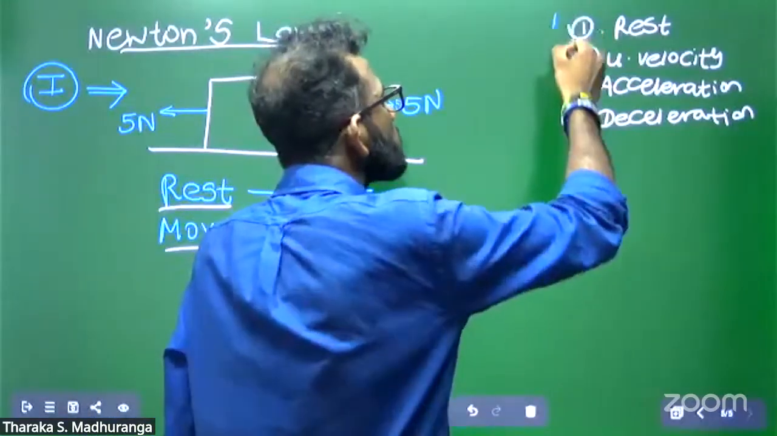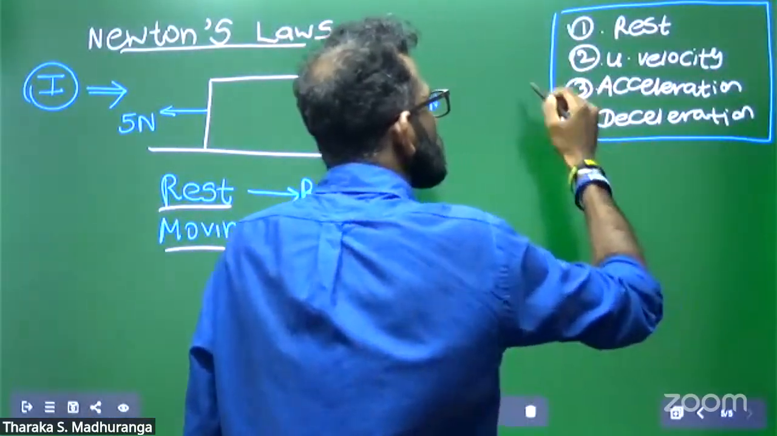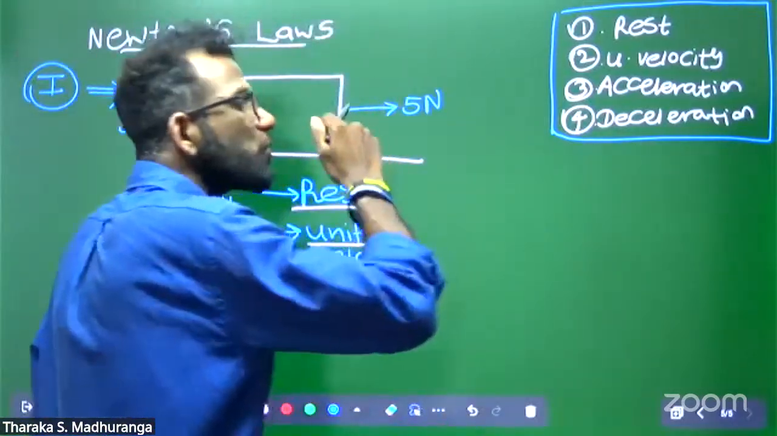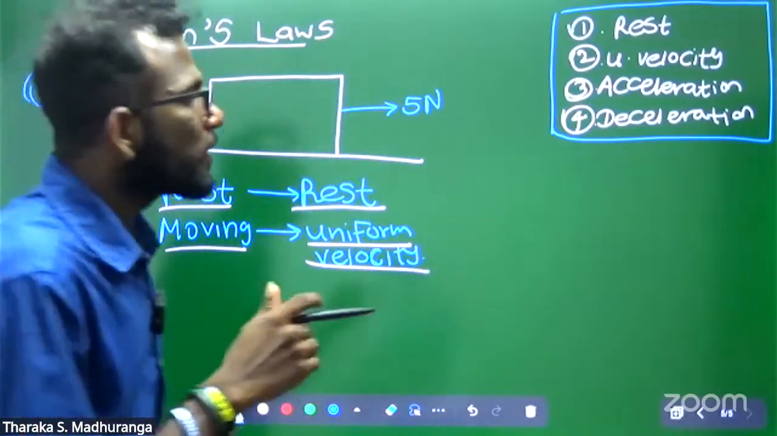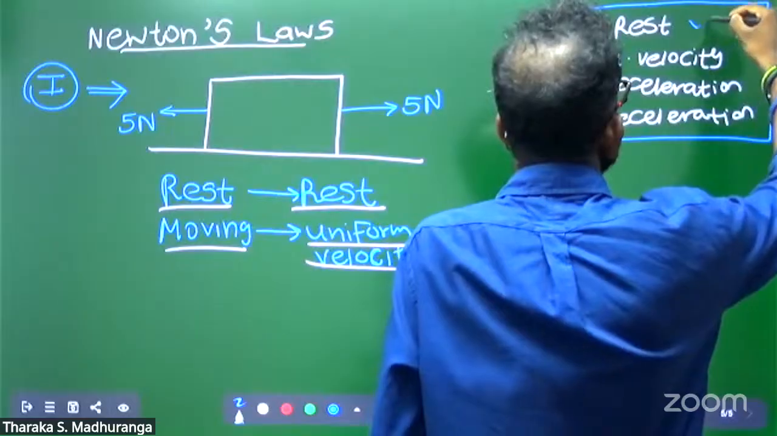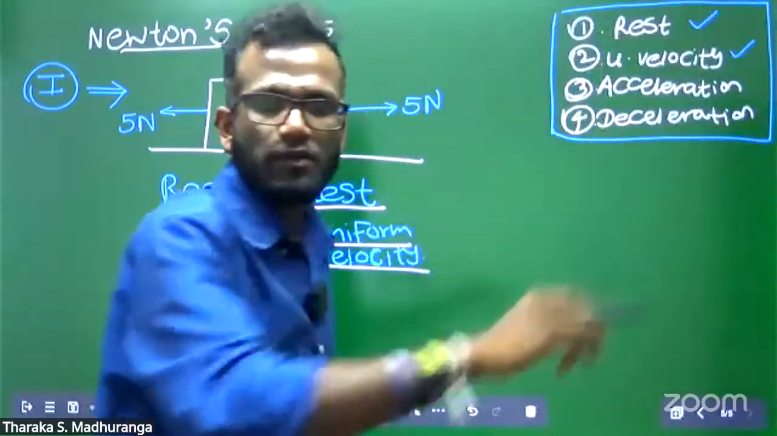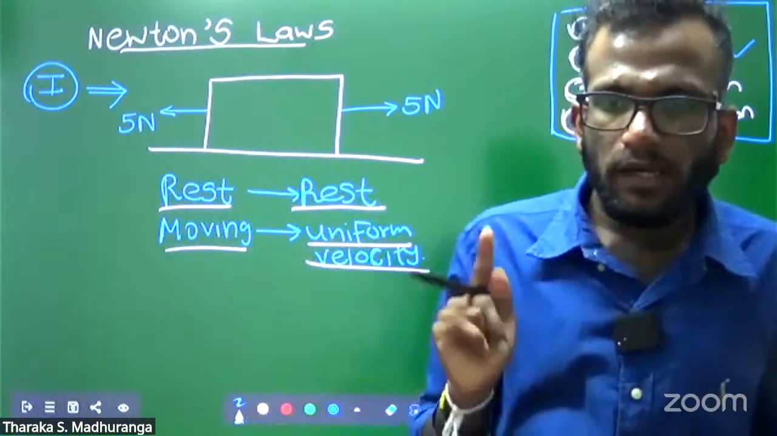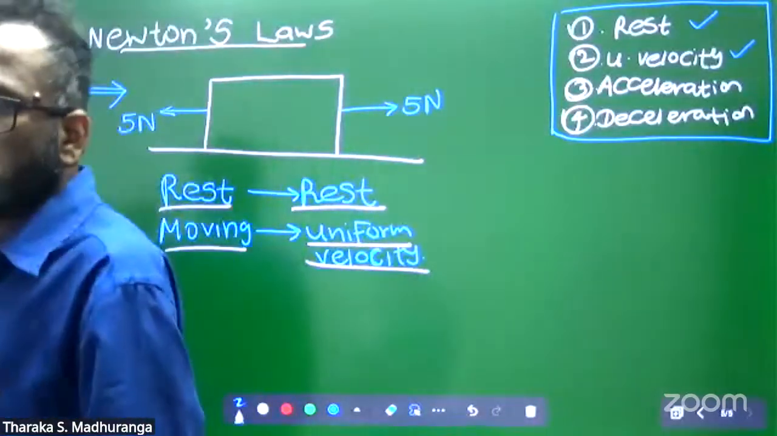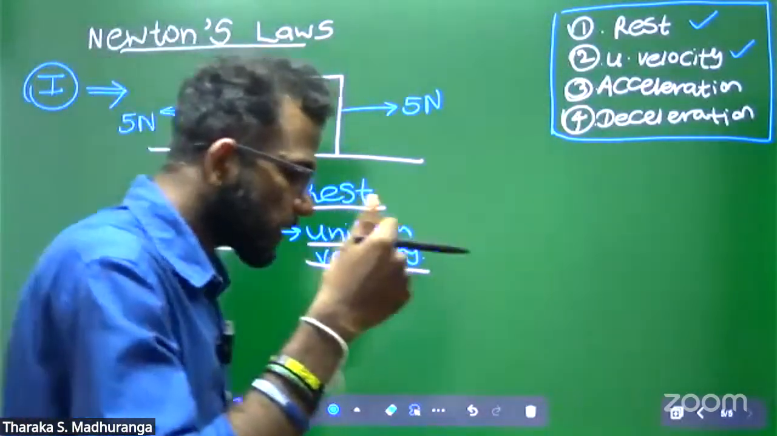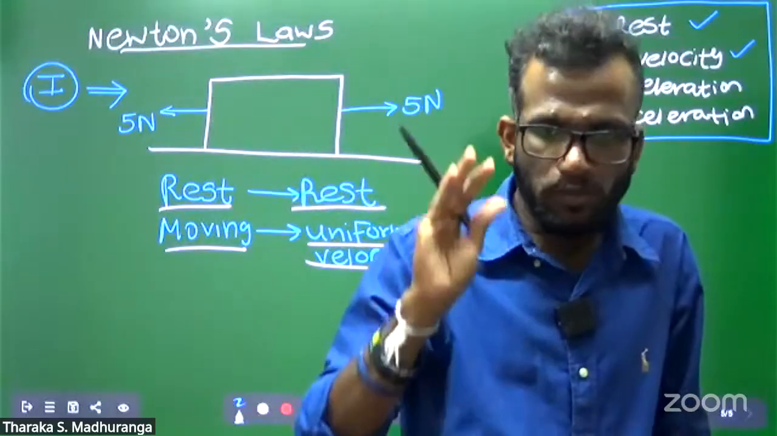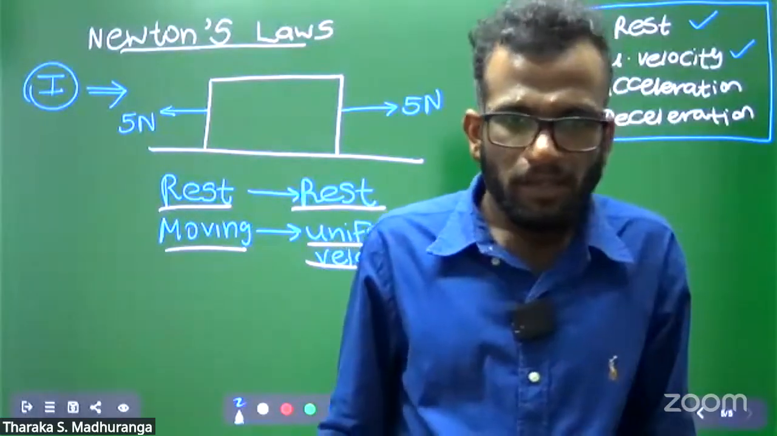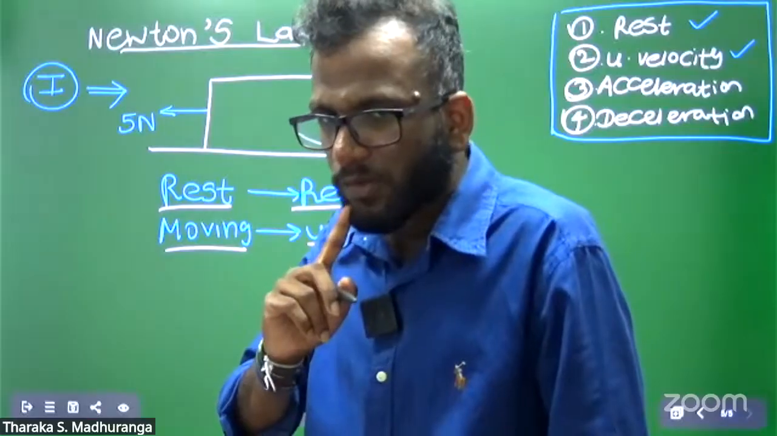From these motion types, mainly in Newton's first law, he has explained about the rest object and uniform velocity object, no? That means we can say if any object is at rest or moving with uniform velocity, there is no unbalanced force. Are you good? Are you good or need to explain again?